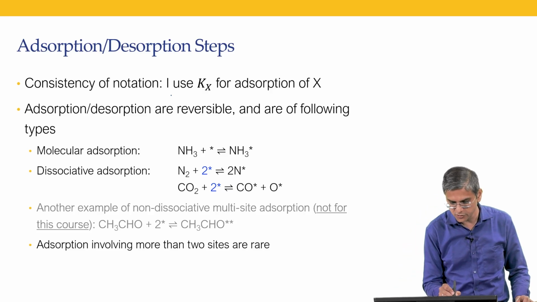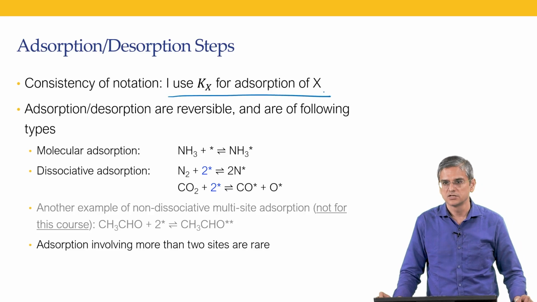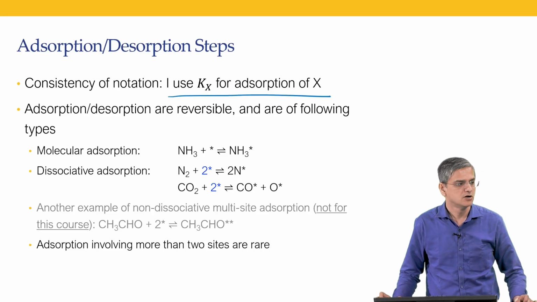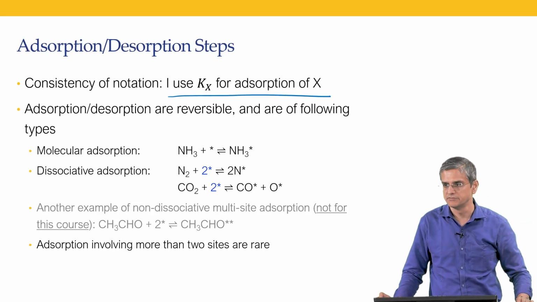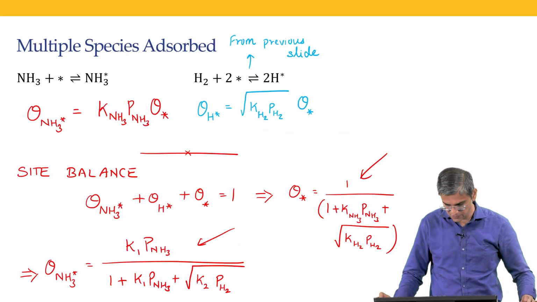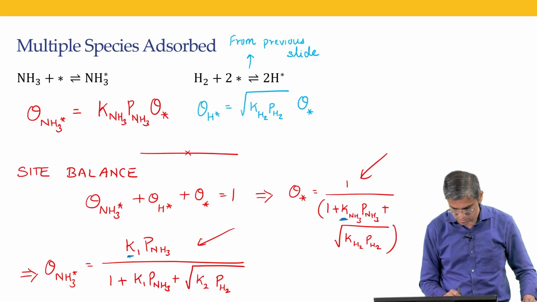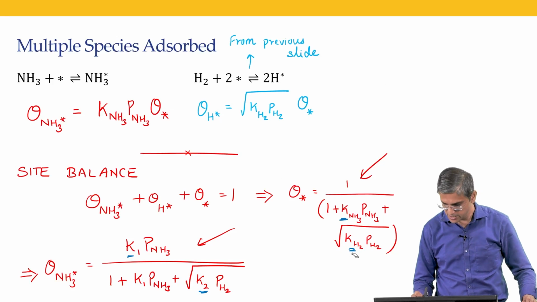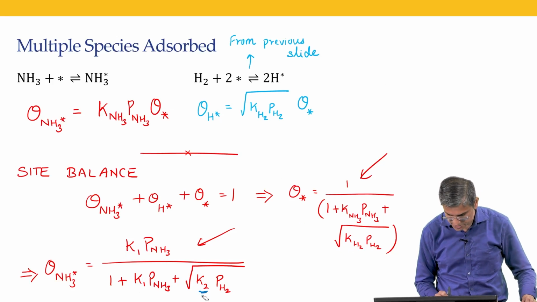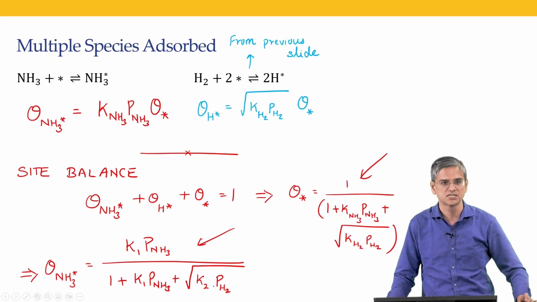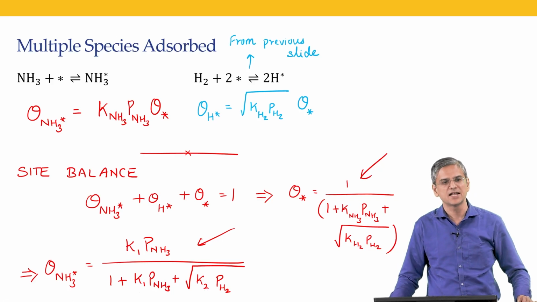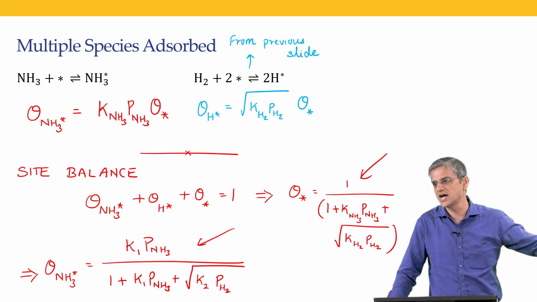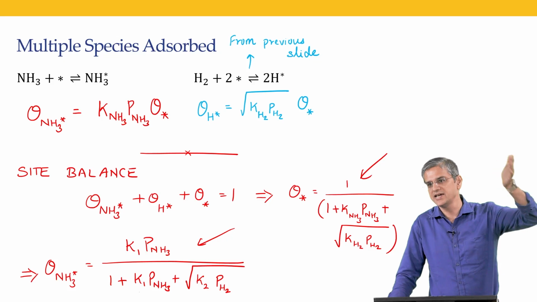For the consistency of notations, I will use capital Kx to represent adsorption of X, capital K1 to represent as the reaction is written. That is the reason why over here I have used these two interchangeably. K1 is equal to KNH3, K2 is equal to KH2 as written. If I have written it as a desorption step, K of the desorption reaction will be 1 by Kx.